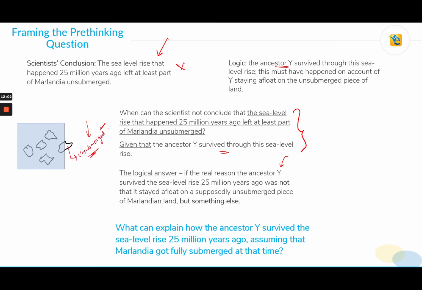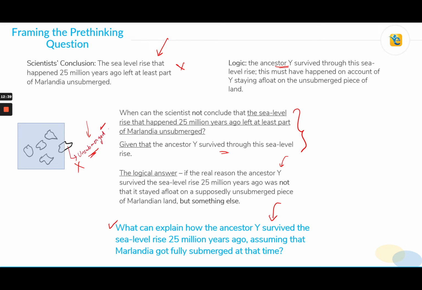So the key question you have to ask is, let's assume that Marlandia got fully submerged. Not even an inch of Marlandia remained as land. It was entirely underwater. Assume that that happened. Now you know that Y survived. Your job is to find out how Y could have survived. What can explain how Y survived even though Marlandia got fully submerged? If you can find an answer to this question, every answer you find is a conclusion breakdown scenario. By guarding against those scenarios, you will be fundamentally supporting the conclusion. Or in other words, you'll be arriving at strengtheners.